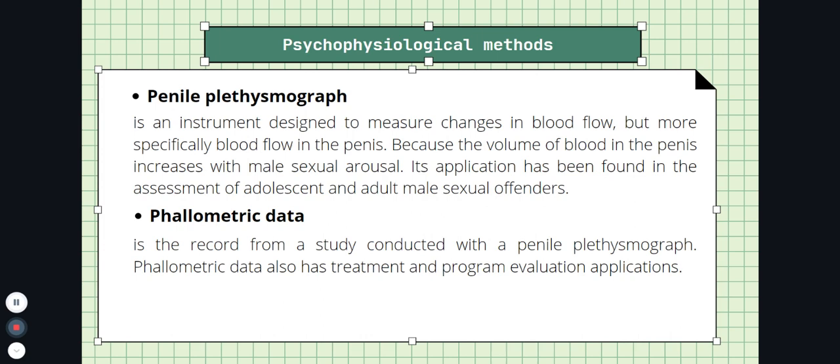Offenders who continue to deny deviant sexual object choices may be confronted with this next bullet, the phallometric data. This is the record from a study conducted with the penile plethysmograph. Phallometric data also has treatment and program evaluation application.